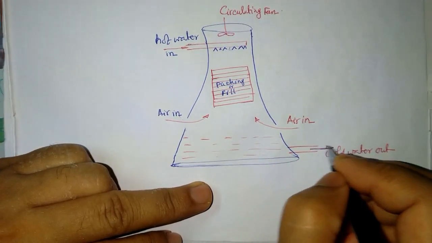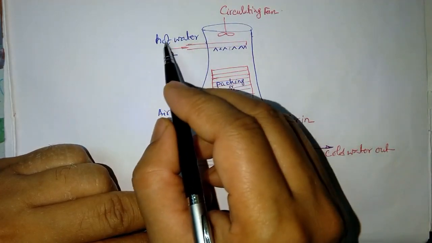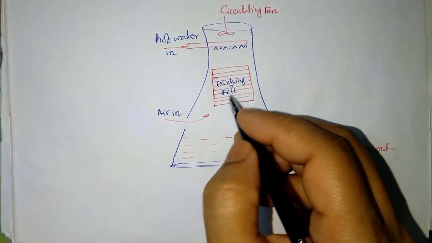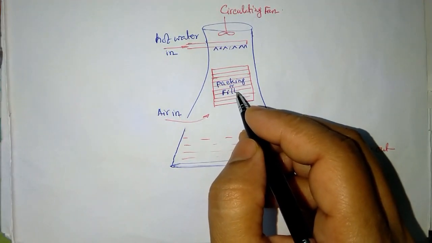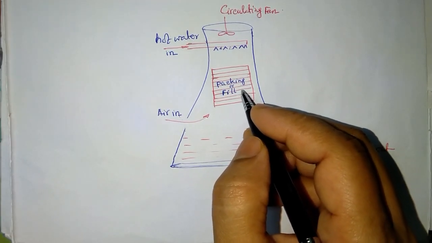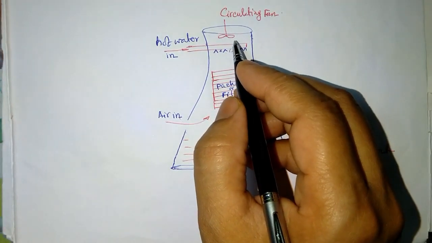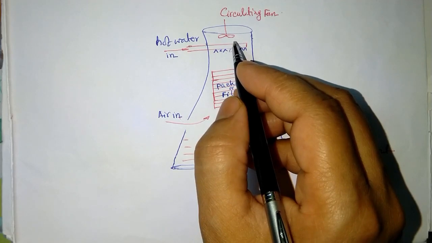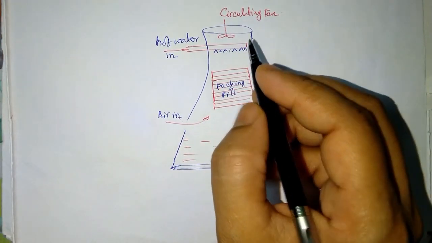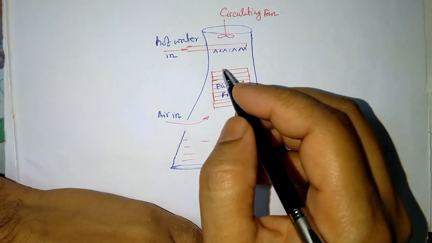Okay, and then again it will take heat from the condenser, and again it will come to the top of the cooling tower. Again it is sprayed, and the same phenomenon takes place. Okay, so here if you see, at the top there is one circulating fan. So basically for this circulation of air, there are two kinds of draught available.